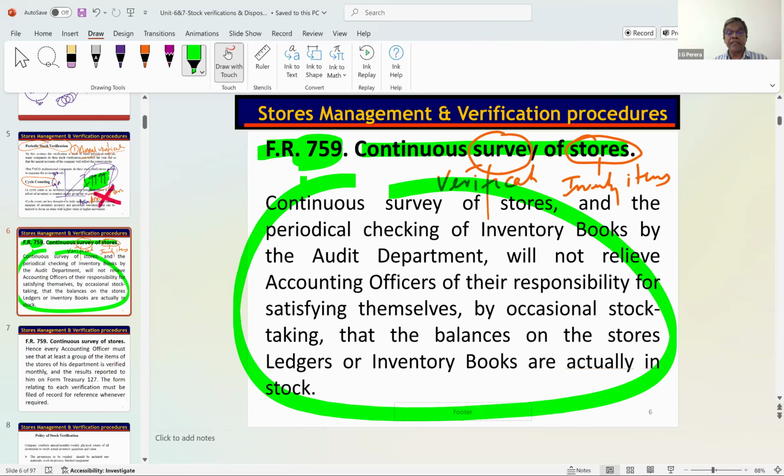The continuous survey of stores and the periodical checking of inventory books by the audit department will not relieve accounting officers of their responsibility for satisfying themselves by occasional stock taking that the balances on the store's ledgers or inventory books are actually in stock. The store's inventory items, the quantities in the systems, are actually in stock. They can take occasional stock taking and or continuous survey of stores, that is allowed. But it is up to the accounting officer to carry out these activities.